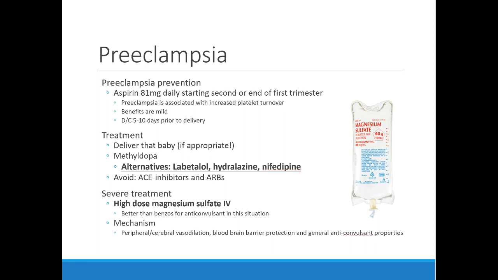So want to make sure you try and DC it 5 to 10 days prior to delivery. Give your body a chance to turn over platelets so that you can rebuild those. Treatment, deliver the baby. If it's appropriate at that point in the pregnancy, that should resolve your preeclamptic issues.